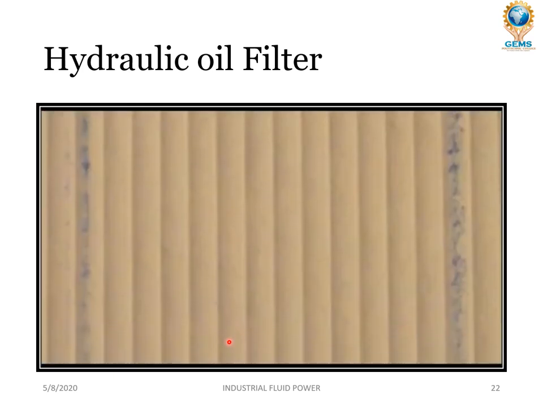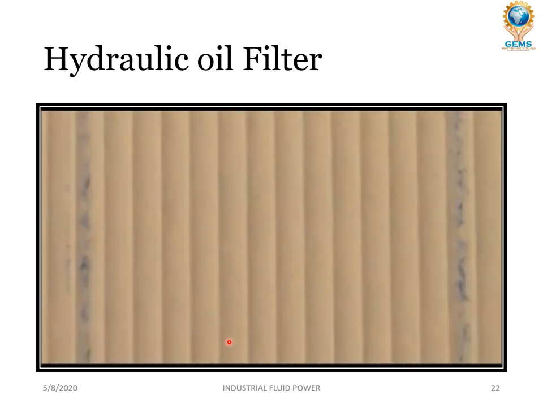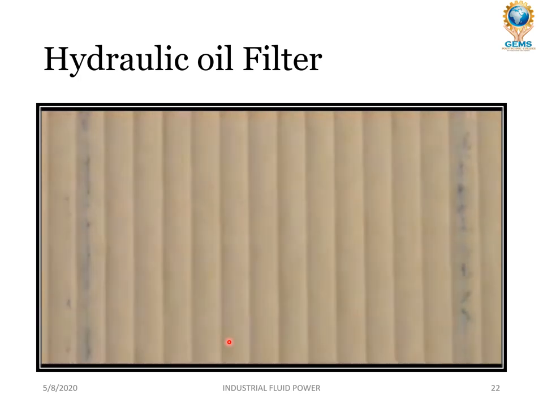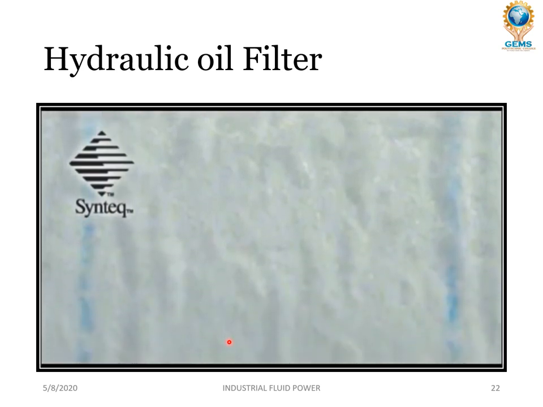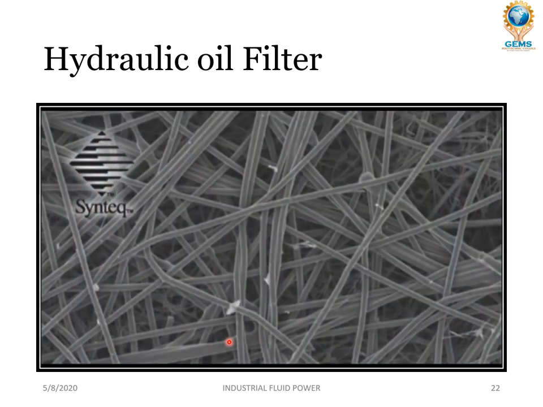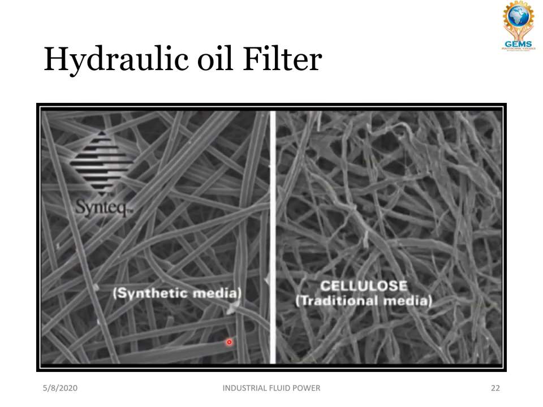Although cellulose media will suit some applications, others may require Syntex synthetic media in medium pressure applications. For the same media area, the Syntex media gives a lower pressure drop than the cellulose media due to thinner fibers.